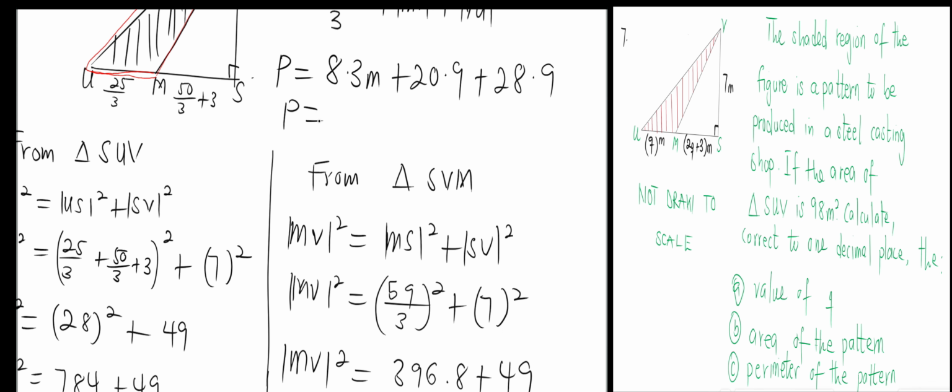So we have 8.3 plus 20.9 plus 28.9. All right. So the perimeter is 58.1, right? Our perimeter is 58.1 meters. All right. So this becomes the value of the perimeter.